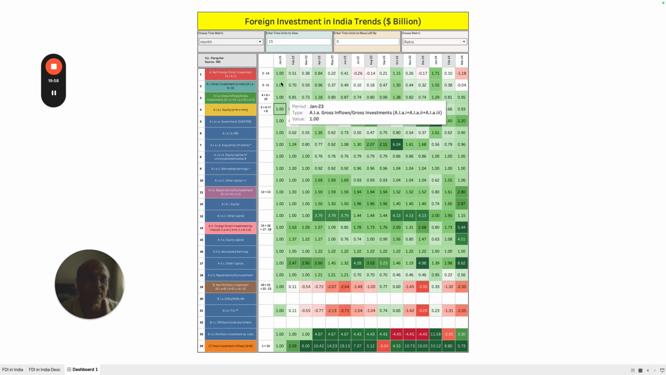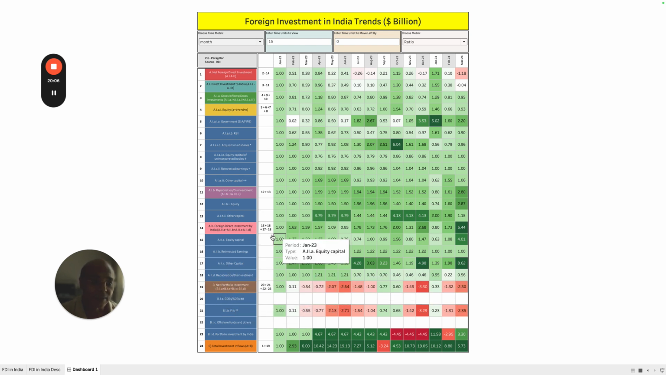For example, if you look at the ratio number on a monthly basis, you can see the significant increase of total investment inflows in India, because the monthly numbers have actually shown a significant rise going forward.